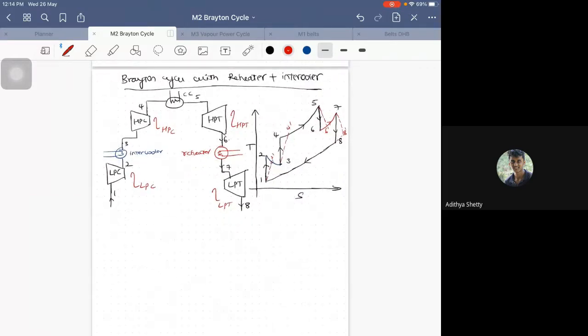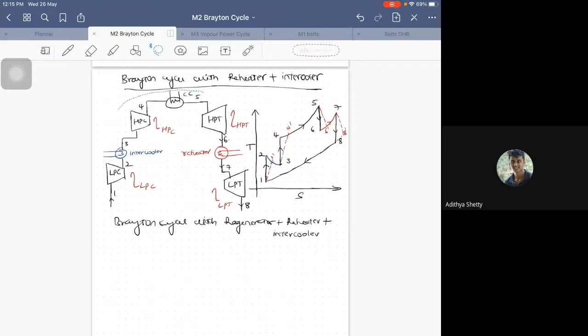Now, I think there is a last combination that we can try. That is the Brayton cycle with regenerator plus reheater plus intercooler. This is the worst case scenario we can get in our examination, isn't it? All the three: regenerator, reheater, and intercooler. Let us try to draw this beautiful thing at last.